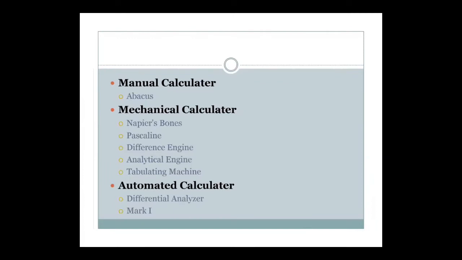We can classify this history broadly into three categories. One is manual, the second one is mechanical, and third is automated. Manual is when you have to do everything with your own hands. So there is a machine, and it has to be operated manually, with your own hands. Mechanical is when there is a machine which is operated with some mechanism working behind it. And automated is when you start the process, and the machine takes the activities forward. Fine. So let's discuss them one by one in detail.